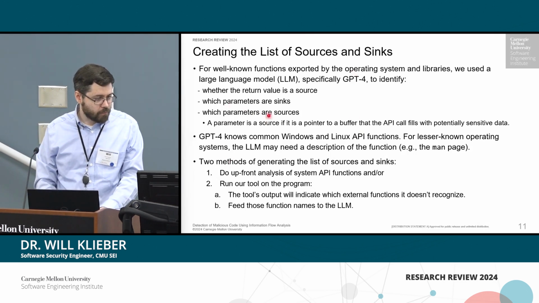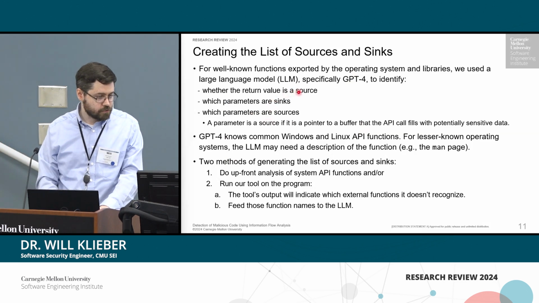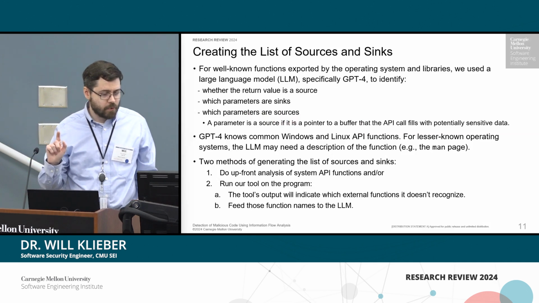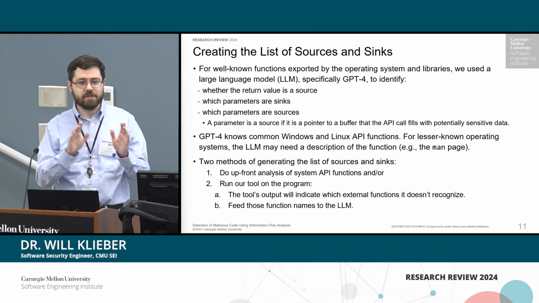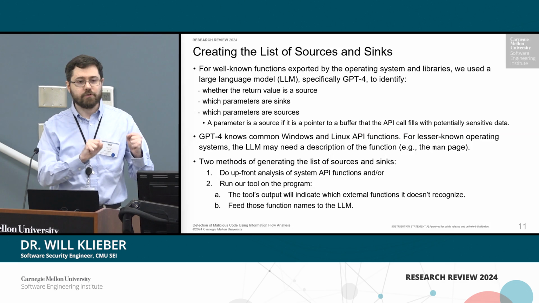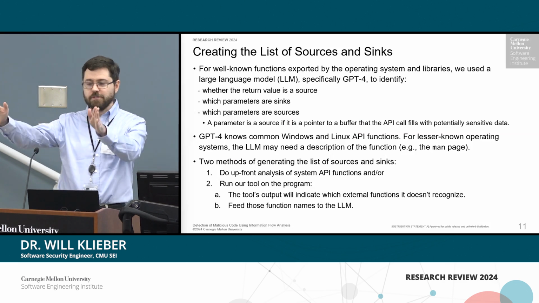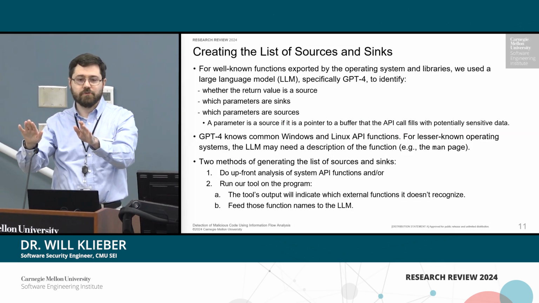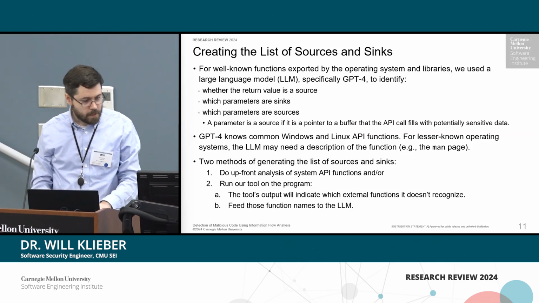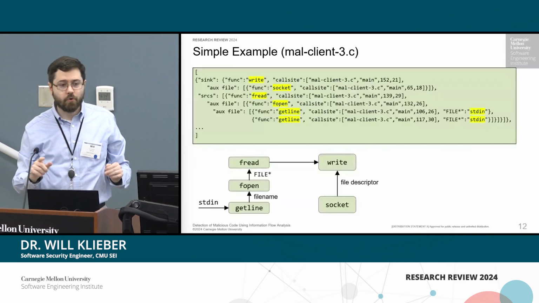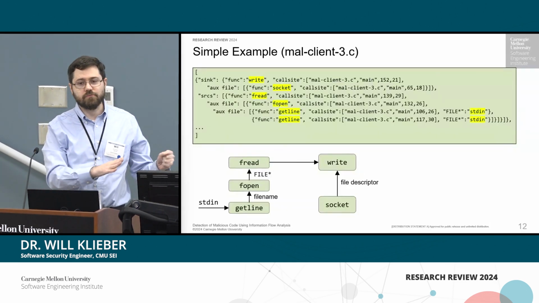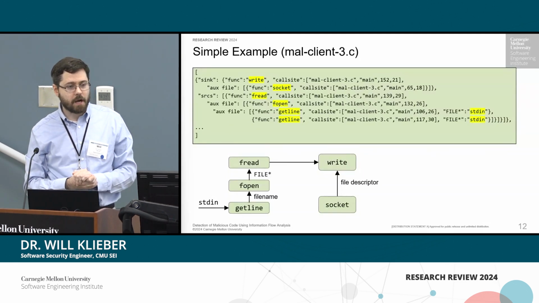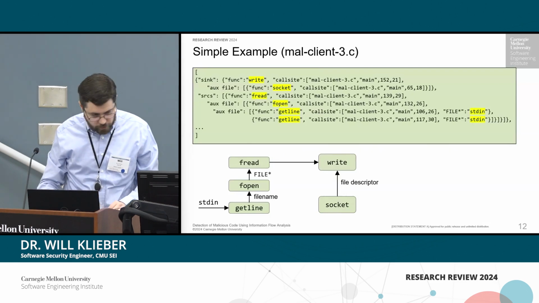Now, the return value would always be a source. Some parameters might also be sources, and the way that works is that if the parameter is a pointer to a buffer, you can give the API call a pointer to this buffer, and then the API function would write sensitive data into the buffer that you pointed to. And we have audited the results of the LLM. We took a random sample and looked at them, and the LLM always gave reasonable results for those.